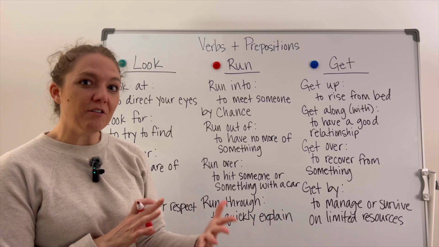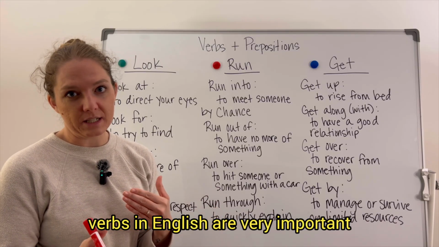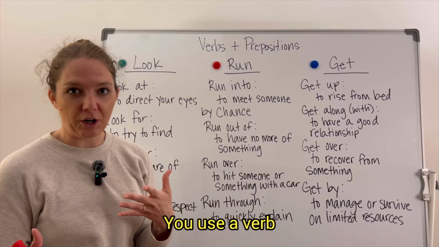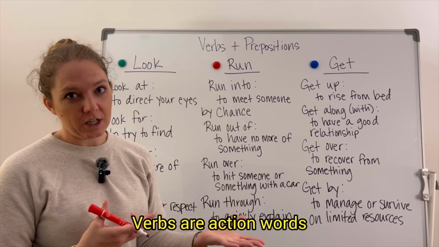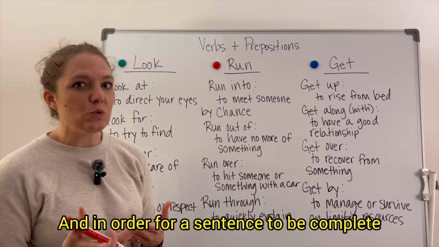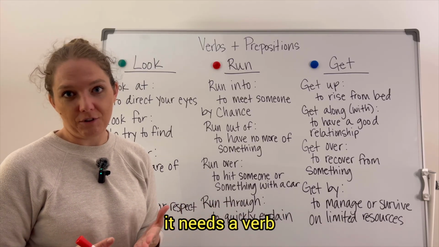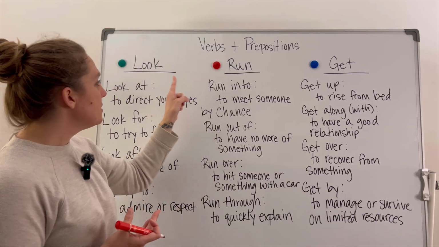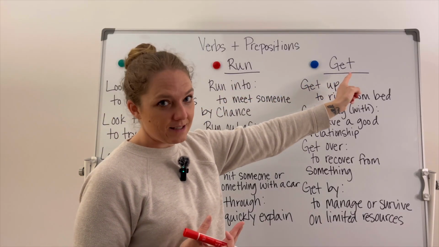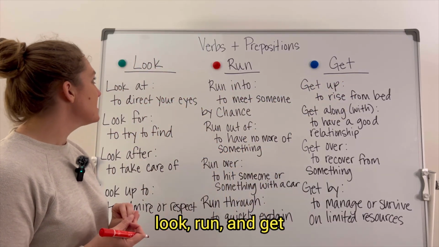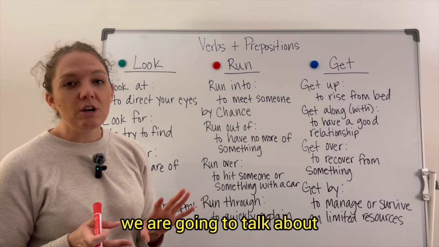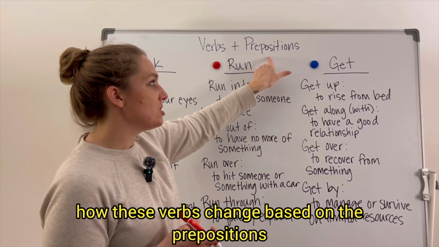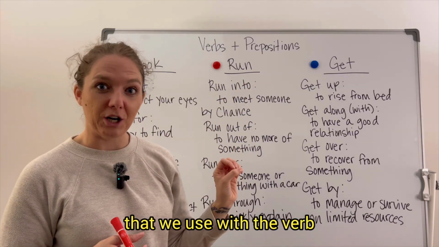So, first of all, verbs in English are very important because you use them in every single sentence that you say. You use a verb. Verbs are action words. And in order for a sentence to be complete, it needs a verb. And so I have 3 verbs today: look, run, and get. But more specifically, we are going to talk about how these verbs change based on the prepositions that we use with the verb.